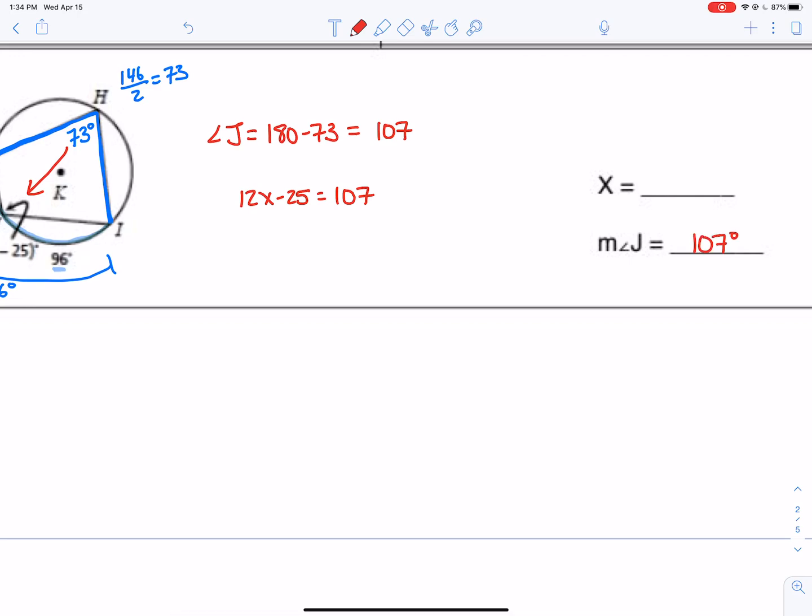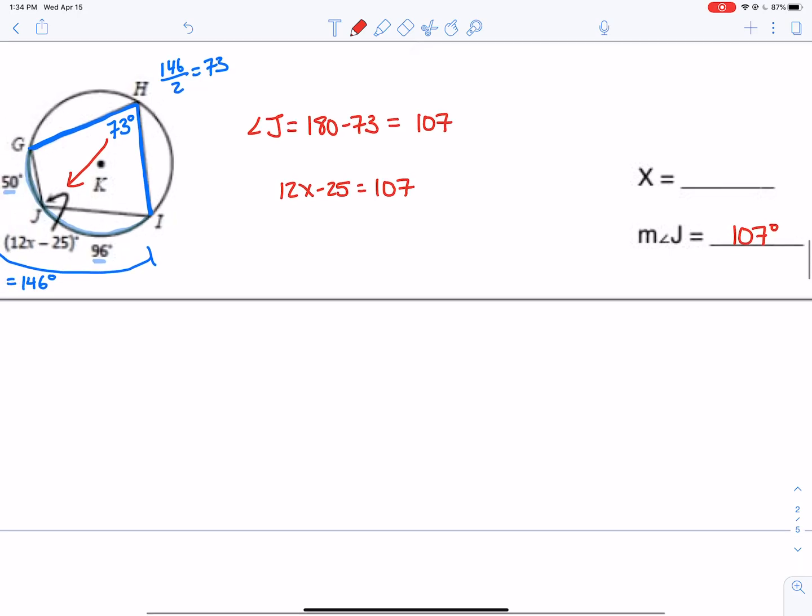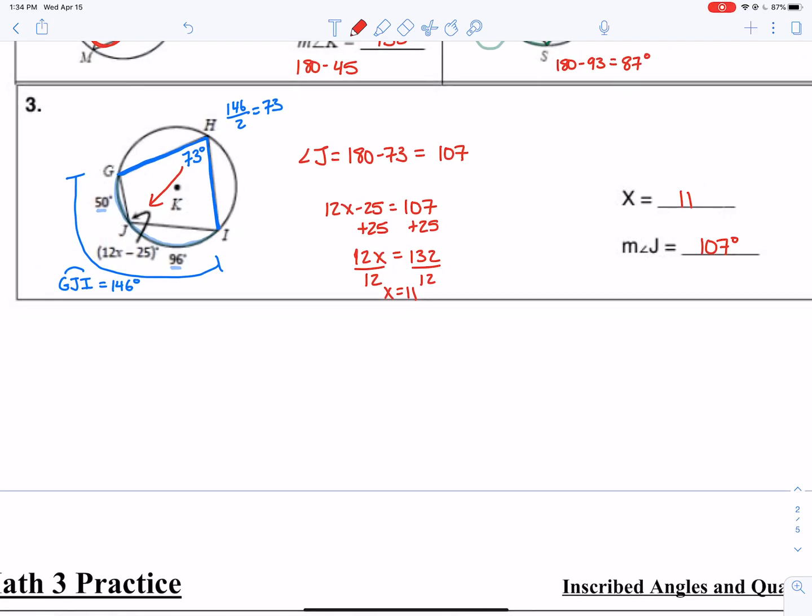We just got to figure out what x is. So this last step, and we'll get there. Let's add 25 to both sides. So we get 12x is equal to 132. And then just divide both sides by 12. So we get x equals 11. And we already found the measure of angle J, which was 107 degrees.